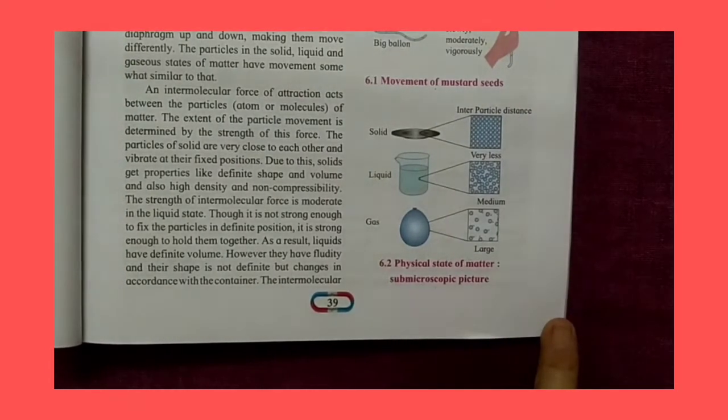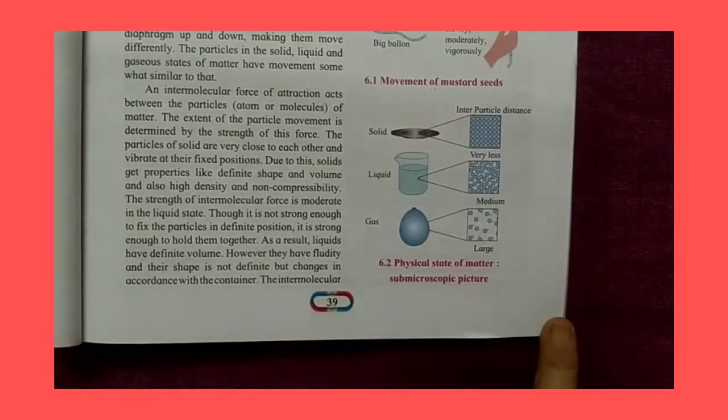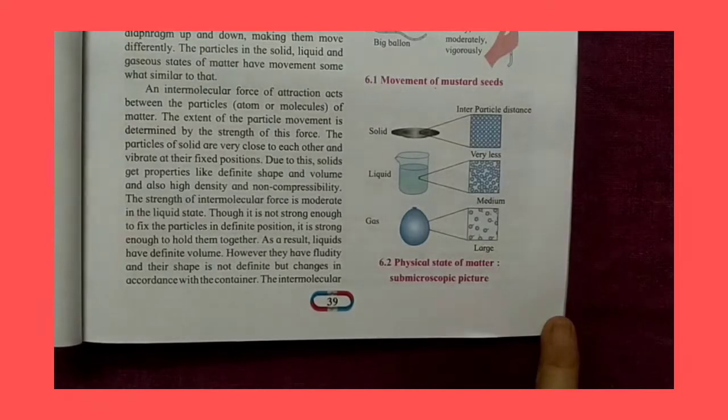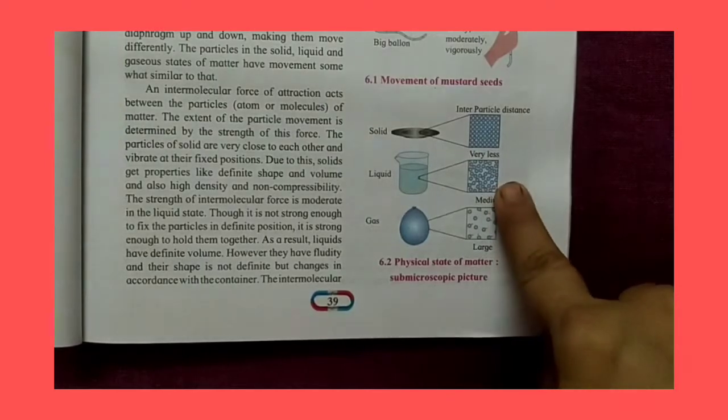What will happen if you have a round bottle? The shape of the water you will see as round. If you have a long bottle, the shape of the water will change. If you take a small cup, the shape of the water is like the cup. If you take a big bottle, or a plate, the shape of the water will change. Why? Because the interparticle distance is less.